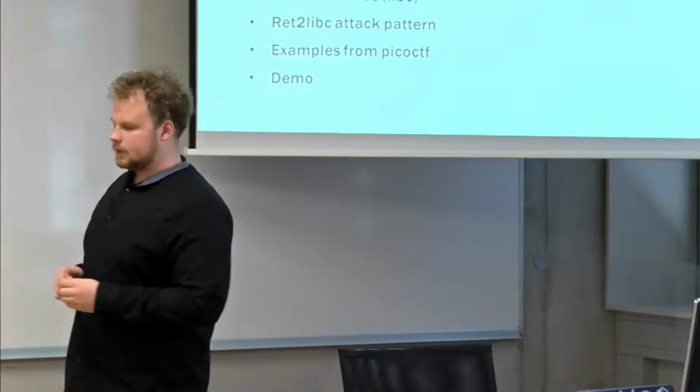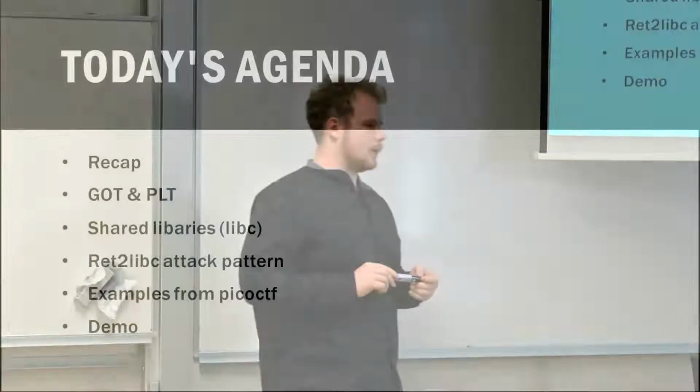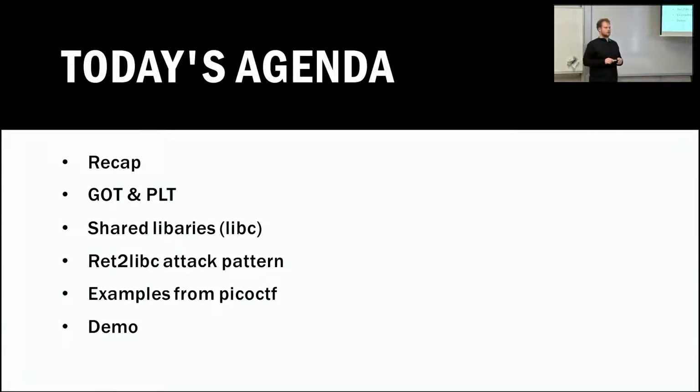Agenda for today. So first we will recap what we've talked about last time. We'll cover return-oriented programming and protections. Then the notorious global offset table and procedure linkage table. I figured out while creating this presentation that I've managed to talk a little bit about these two tables in every presentation that I've had, but nowhere did I describe them very in depth. So we'll be doing that today.